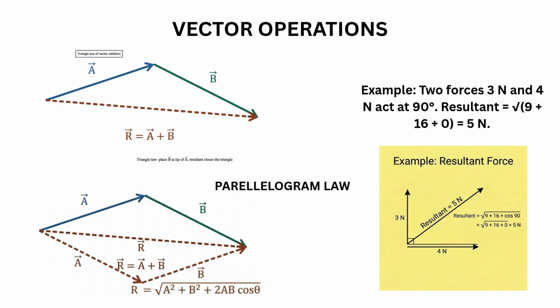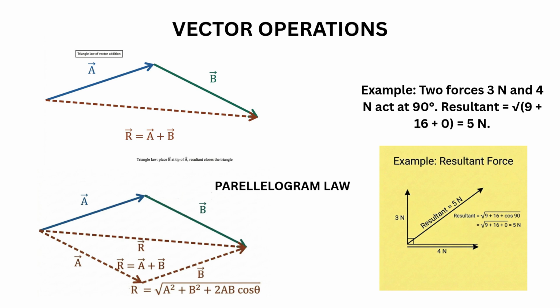Vector operations include multiplying a vector by a scalar, addition of vectors, subtraction of vectors, the parallelogram law, etc. Let us look into vector addition as shown in the diagram. Vector A is added to vector B and we get the resultant vector R by adding vector A and B. Addition of vectors is also called the triangle law.